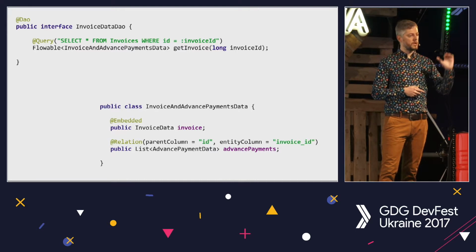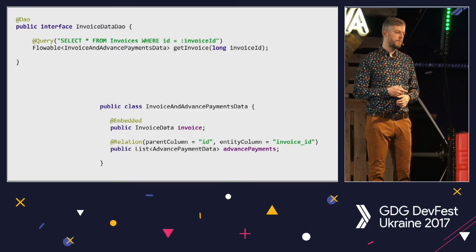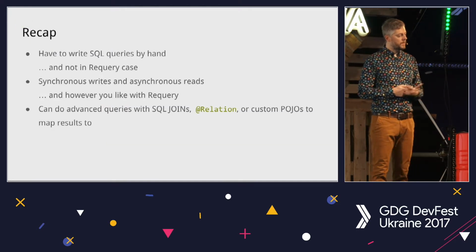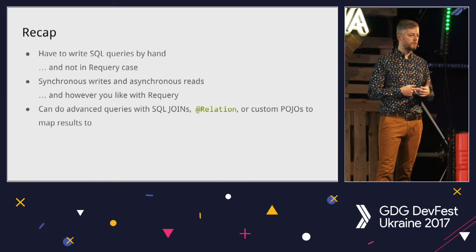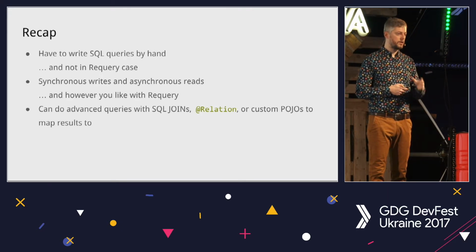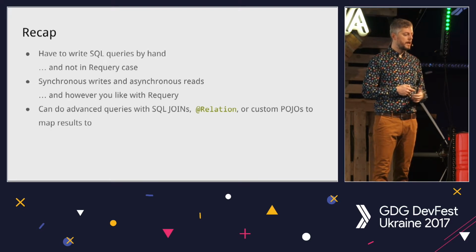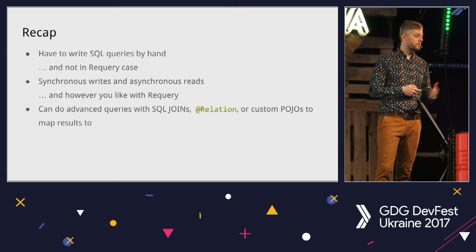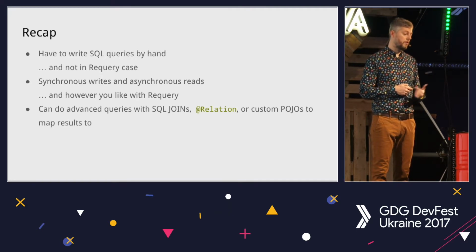And I use this query to get information for my detailed invoice screen. So just one call to the DAO, and then I get this object with all the advanced payments read from the database for this particular invoice. So quite useful. So quick recap. We have to write queries by hand. We can do that with Requery, but we have to with Room. I believe they're going to take this approach also and add some nicer API, maybe in Kotlin. And we can do all the crazy advanced queries with joins and whatnot because we write all those queries by hand. And there is this nice @Relation thing, which, for me, is super useful.